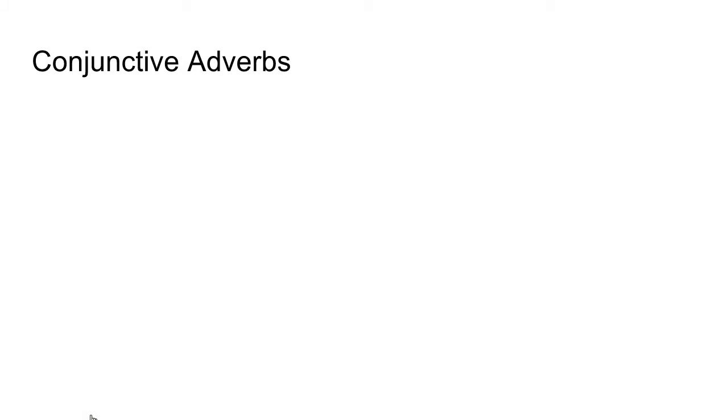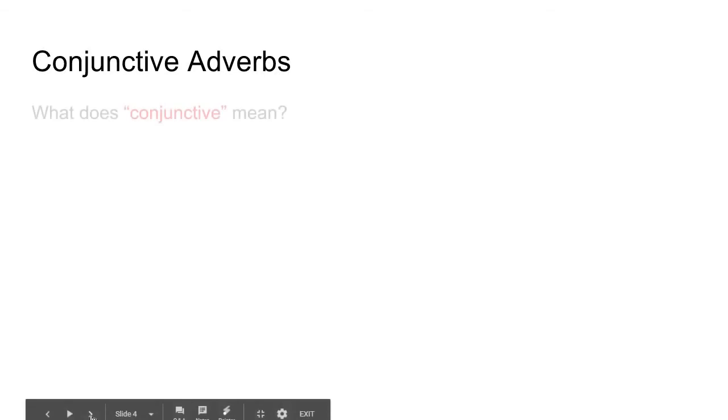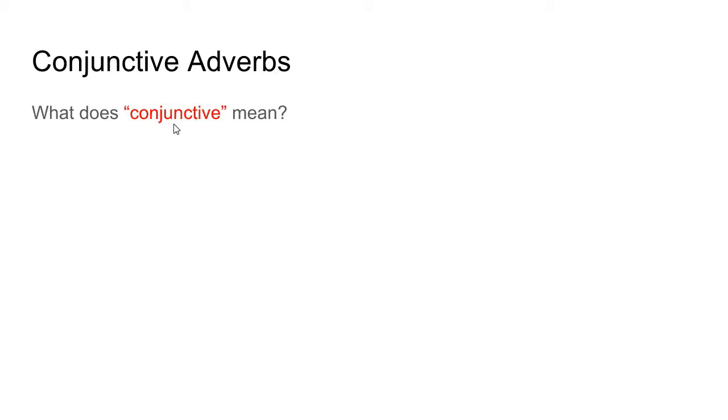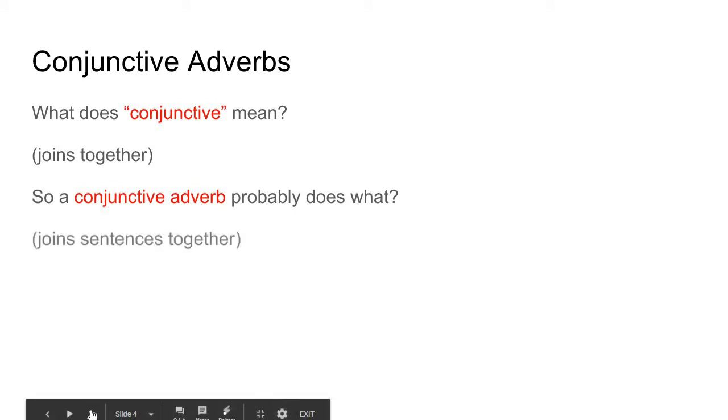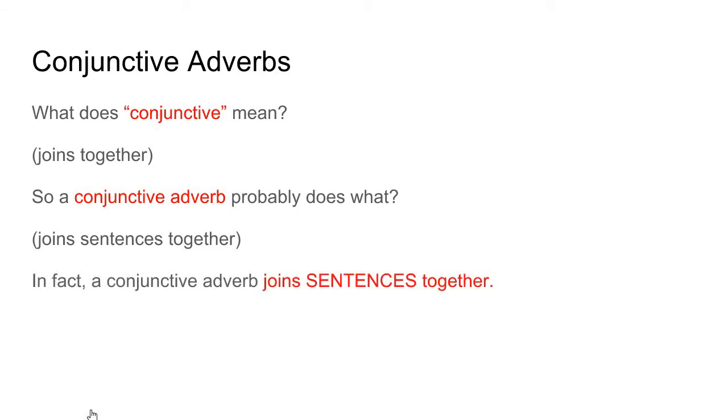Now, those are just regular adverbs. We can also use what's called a conjunctive adverb. And what do you think conjunctive means? Well, it kind of looks like the word conjunction, like a coordinating conjunction, a fanboy, or a subordinating conjunction, like an awubis word. And I know that conjunctions join things together. So a conjunctive adverb probably does what? Joins sentences together. In fact, a conjunctive adverb joins sentences together. That's what it does. So this is like another way that you can join sentences.